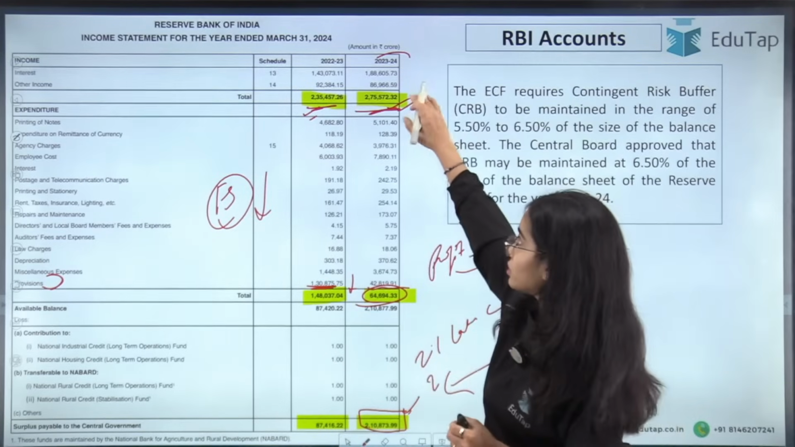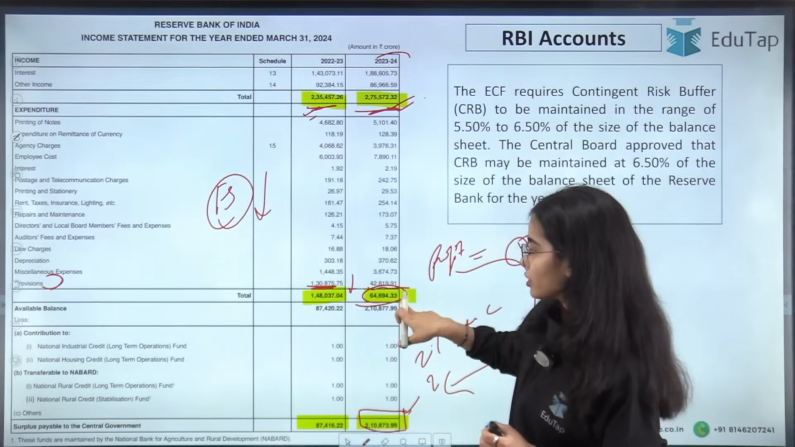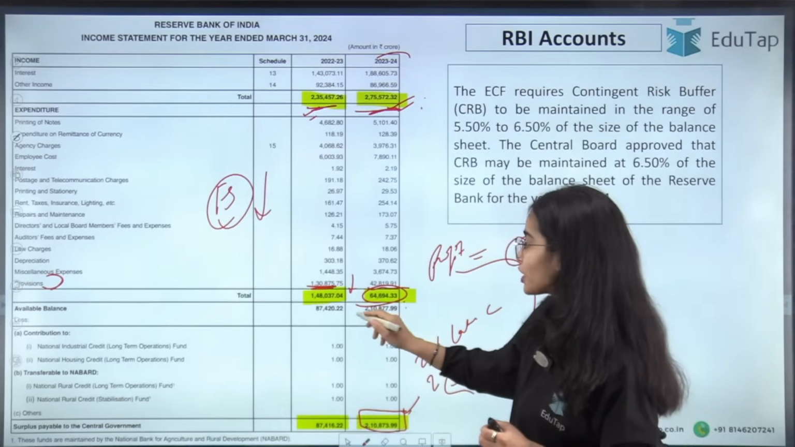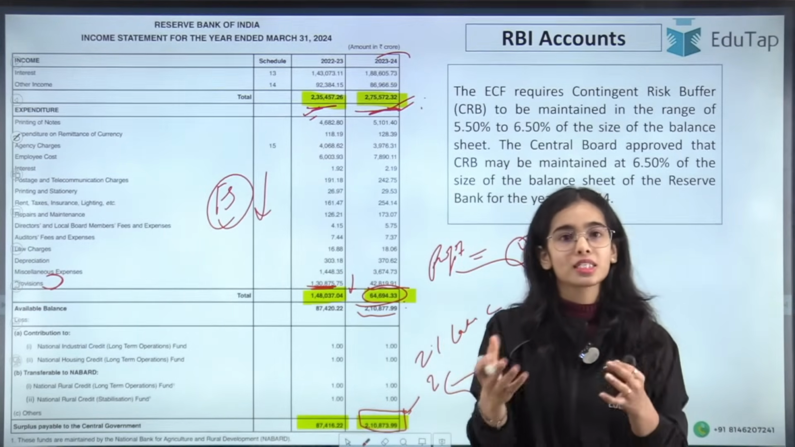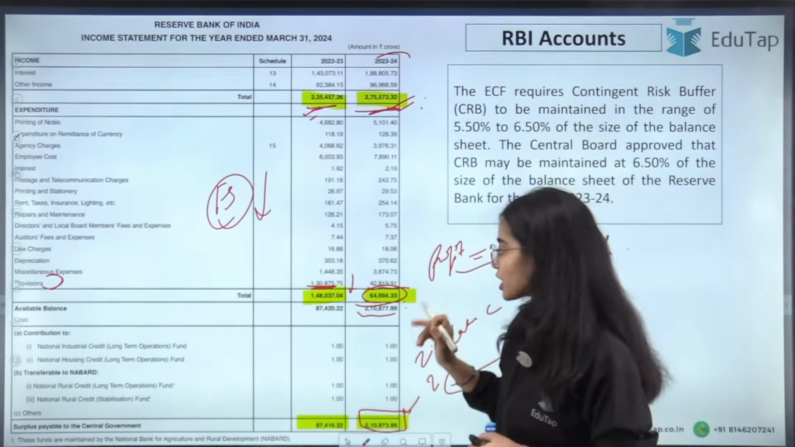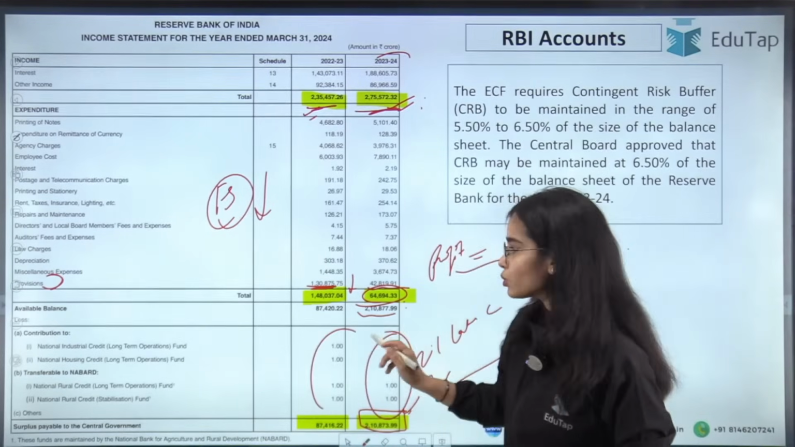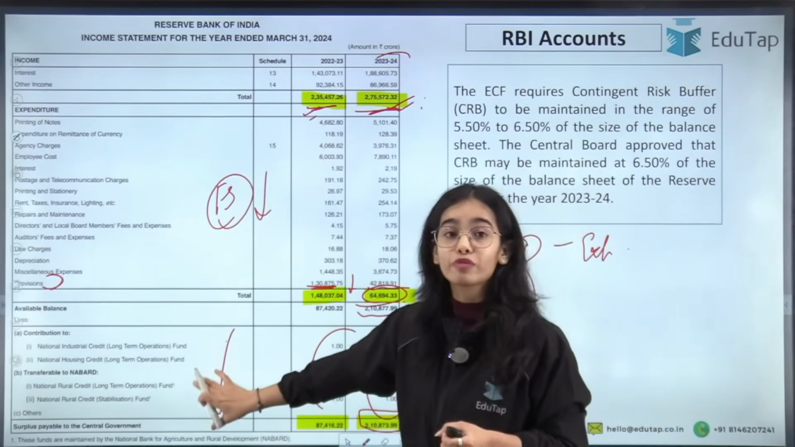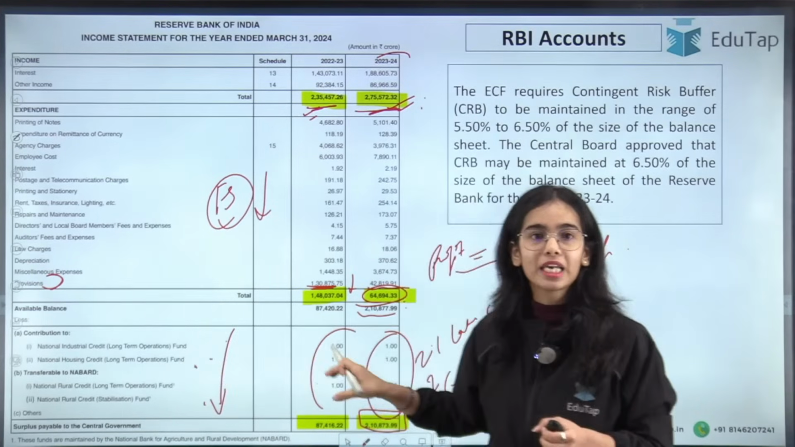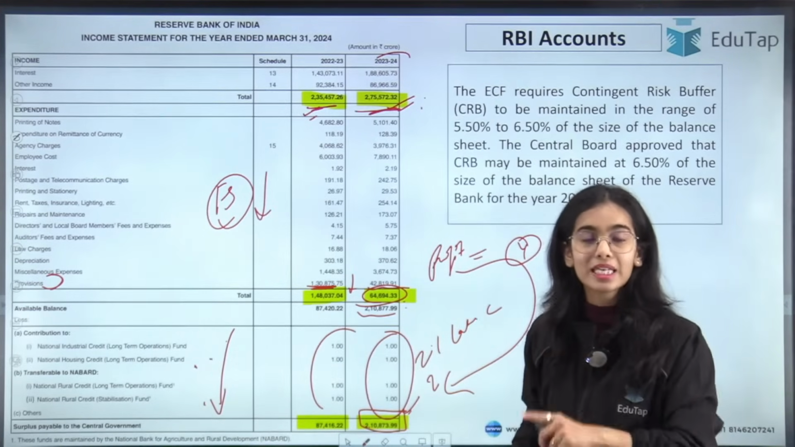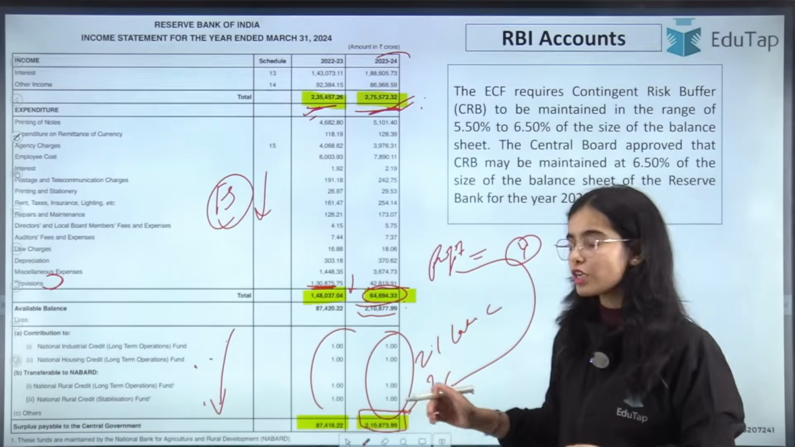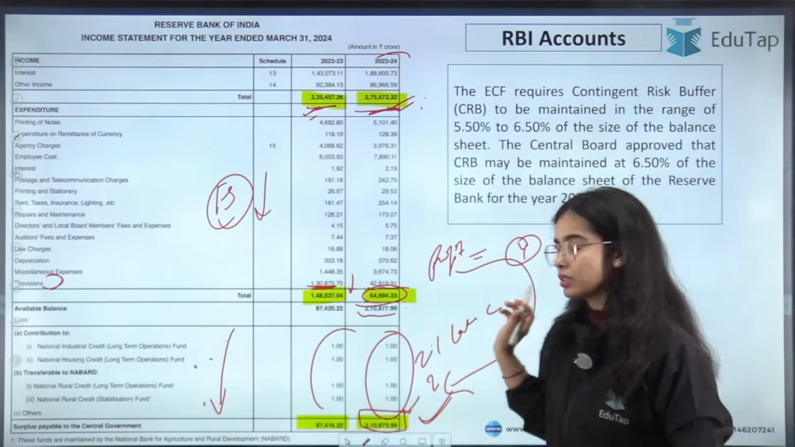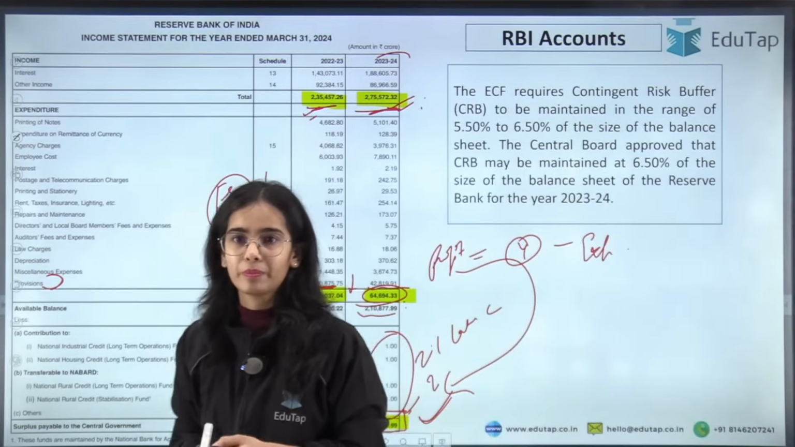If you deduct the expenditure from the income, you will see that a surplus of 2,10,877 crore was left with the RBI. From this surplus the RBI gave 1 crore each to these 4 funds, not entities, funds. After that, whatever surplus was left was given to the Government of India.